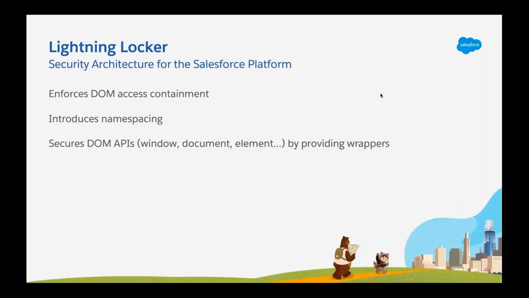The first one is something called Lightning Locker. And this is essentially the security architecture for our platform. And what we're doing here is adding some security to the web APIs. One of the first things that we do here with Lightning Locker is enforce DOM access containment.